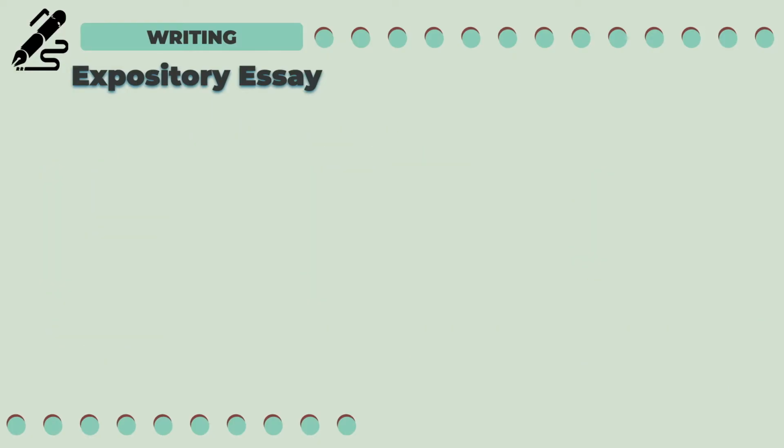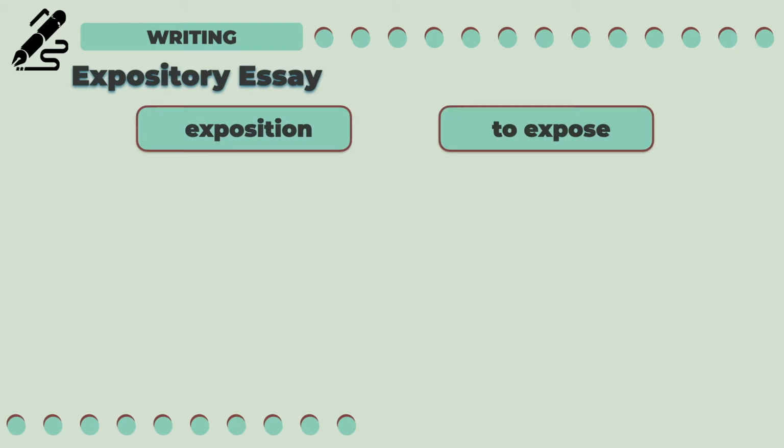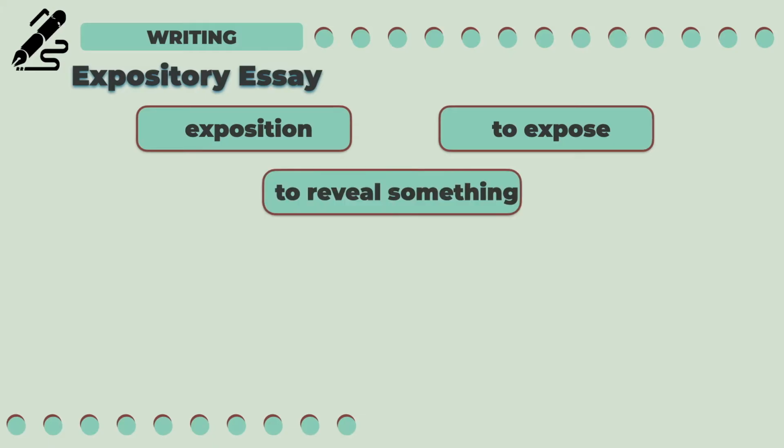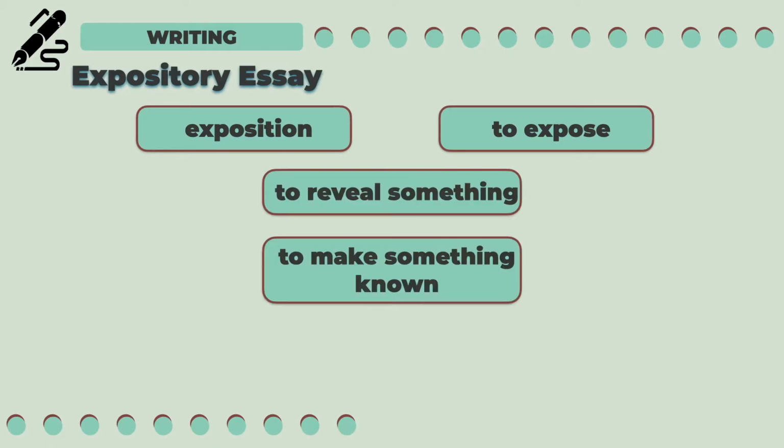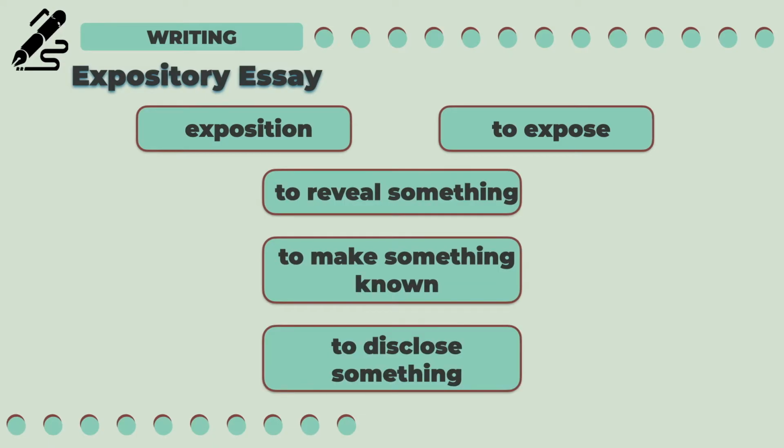The word expository is actually derived from the term exposition, the verb form of which is to expose. To expose means to reveal something, to make something known, or to disclose something. When you expose a topic or a subject matter, you make that topic or subject matter known. You disclose details about it, or you reveal unknown or hidden information that pertains to it.